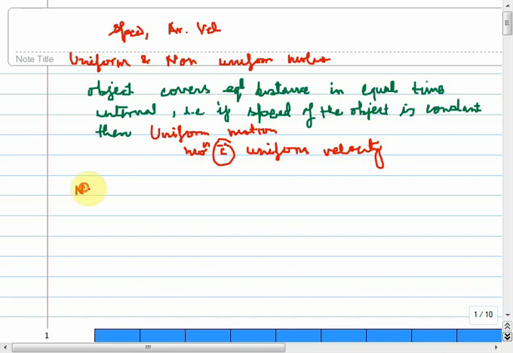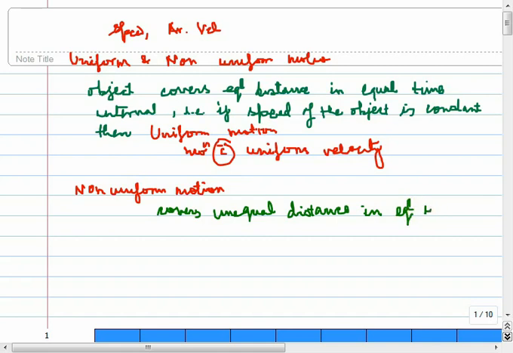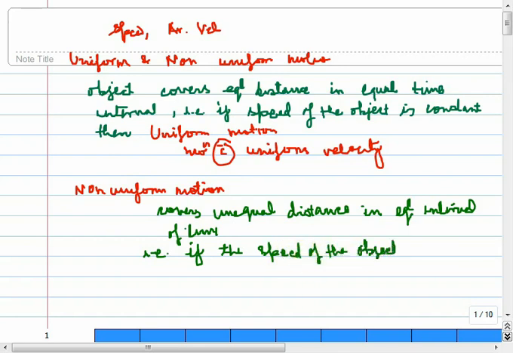Now what is non-uniform motion? An object is said to be having a non-uniform motion if it covers unequal distances in equal interval of time. That is, if the speed of the object is varying, then we have non-uniform motion, and such speed is called non-uniform speed or variable speed.